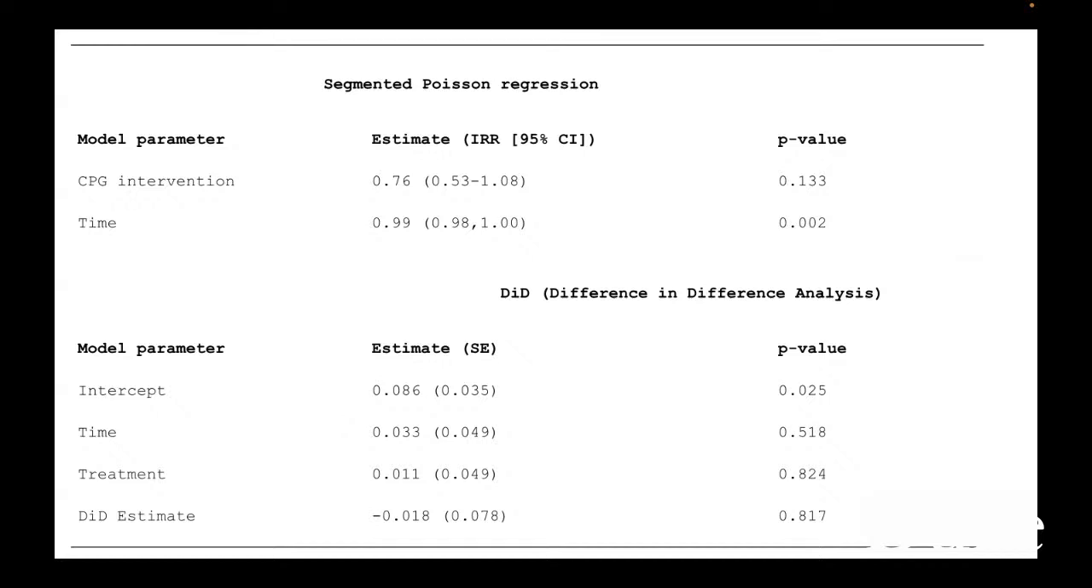So the take-home message here is the p-value from the DID estimate. That is the one that will tell you if the effectiveness you see from your trial was due to the intervention that you have made, or it was due to other things which were not the intervention.